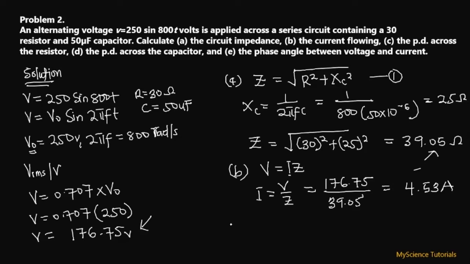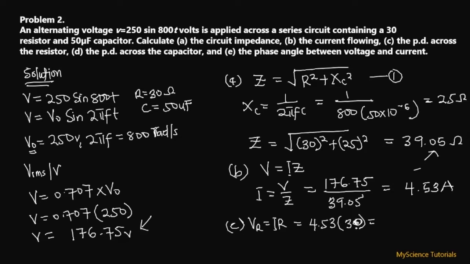Now the C is saying we should find the potential difference across the resistor. So that is VR, potential difference across the resistor. It is given to us as IR, where I is our current, which we just found to be 4.53, and then R is the resistance of the resistor, which is 30 ohms over here. So we have 4.53 multiplied by 30 over here.